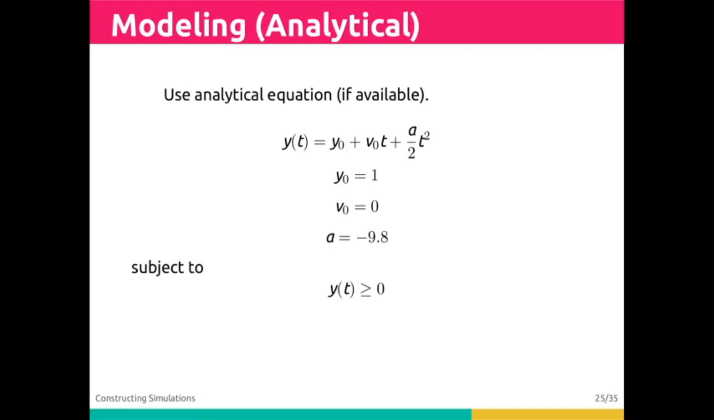So it starts at a height of 1 meter and it drops to the ground, but there's an additional constraint on our simulation, which is that the cup can't go into the ground. So y of t must be greater than or equal to 0. This actually makes our code a little bit more complicated once we think about adding that constraint. Let's look at solving this analytically first.